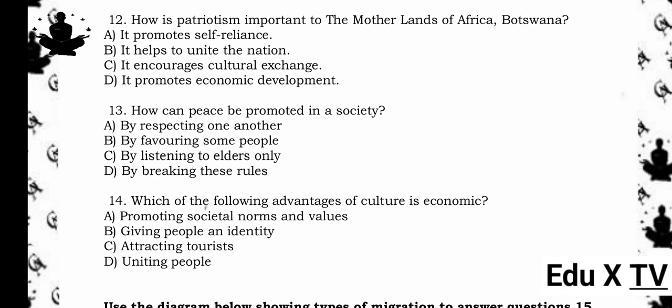13. How can peace be promoted in a society? A. By respecting one another. B. By favoring some people. C. By listening to elders only. D. By breaking these rules. The answer is A. By respecting one another. Reason being, respecting others promotes understanding and peaceful coexistence in society.